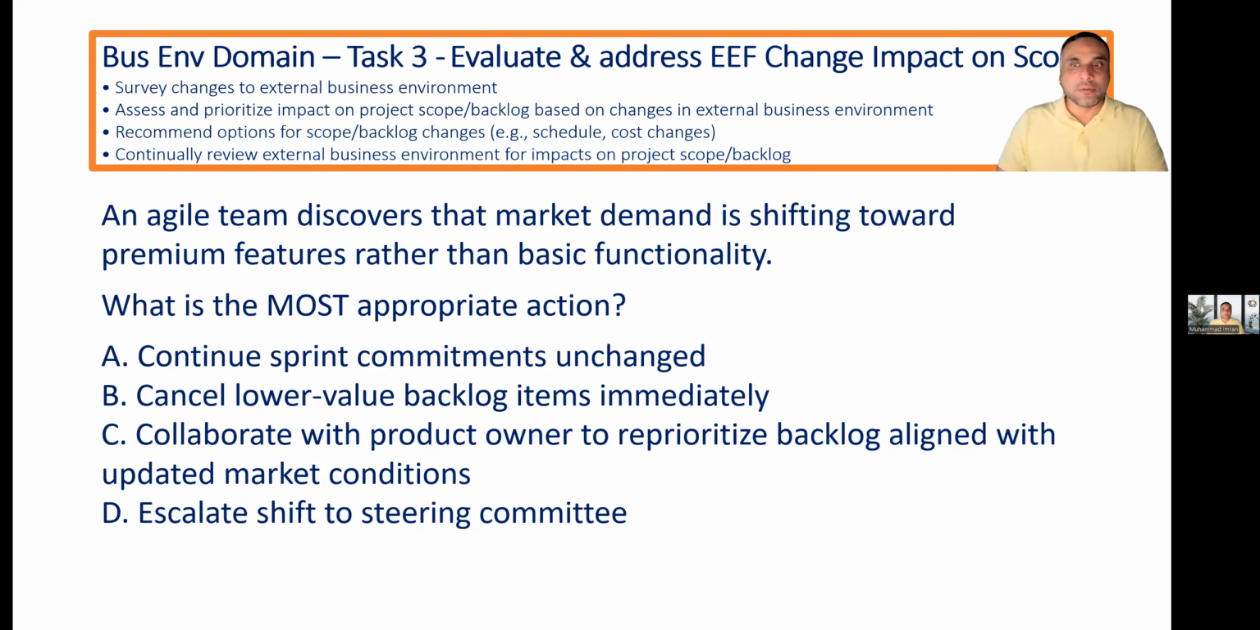Next, an agile team discovers that market demand is shifting towards premium features rather than basic functionality. What is the most appropriate action? Market demand is an external enterprise environmental factor. Continue, cancel, collaborate, or escalate. We will never continue, and we will not cancel it. Best is to work with the stakeholders. So yes, C is correct. Very good.